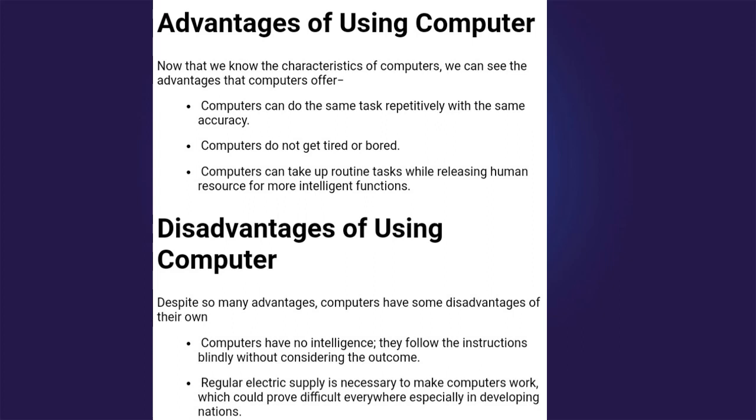Despite so many advantages, computers have some disadvantages of their own. Computers have no intelligence. They follow the instructions blindly without considering the outcome. Regular electric supply is necessary to make a computer work, which could prove difficult everywhere, especially in developing nations. So, you should note down some disadvantages of using the computer.